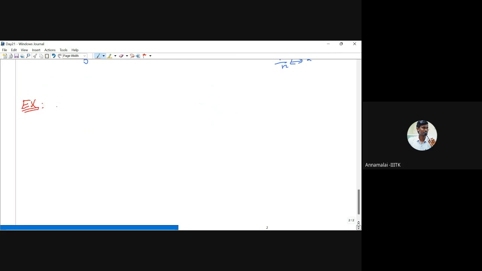Show that, or find the limit. Maybe we can say: what is the limit as n goes to infinity of 1 by n times sine of pi by n plus sine of 2 pi by n plus sine of 3 pi by n and so on, finally sine of n pi by n? We have to show that, or sometimes it is called, what is the value of this limit.